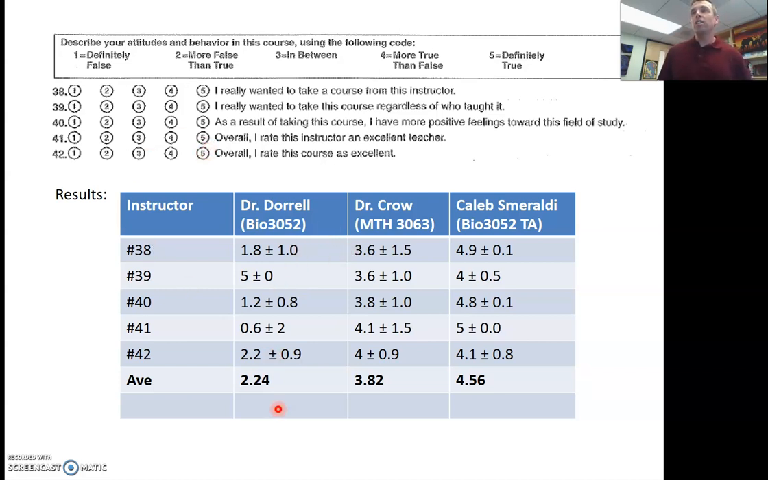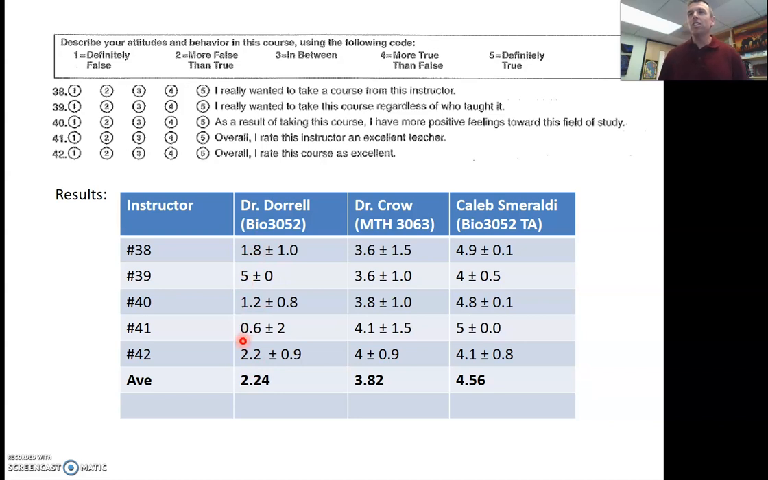So here's some IDEA evaluation data. So here's my data, Dr. Crow's data. Here's your data for Caleb Smeraldi, the tutor, the TA for the class, that is. And so you can see here that these values are pretty low. So overall, I rate this instructor as excellent, 0.6. That means some of you had to give me a 0. That's not even an option, so I'm not sure, that's not very fair. But anyway, we can see these values here. They add up, average up to 2.24. And actually, I did pretty well in the fact that you wanted to take this course, regardless of who taught it. You just got stuck with me.